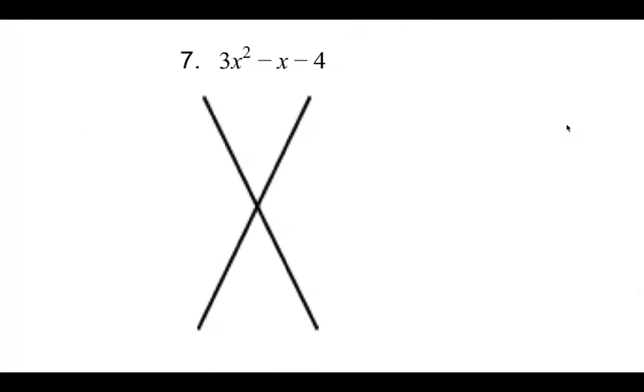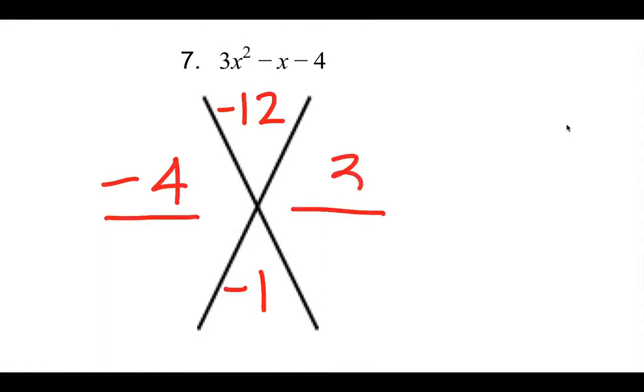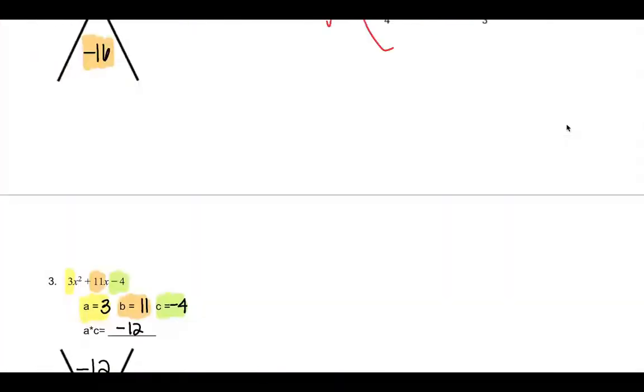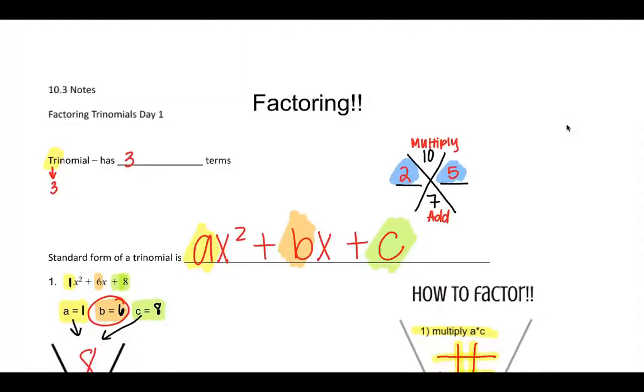This one, there's no GCF, so 3 times negative 4 is negative 12. Bring down the negative 1. And I'm going to say negative 4 times positive 3 gives me negative 12, and negative 4 plus 3 gives me negative 1. And again, this is where we're stopping today. You should have all of your X puzzles set up and made.